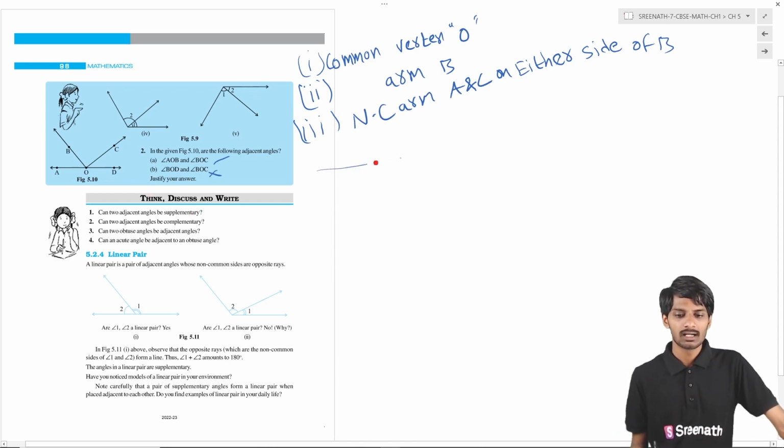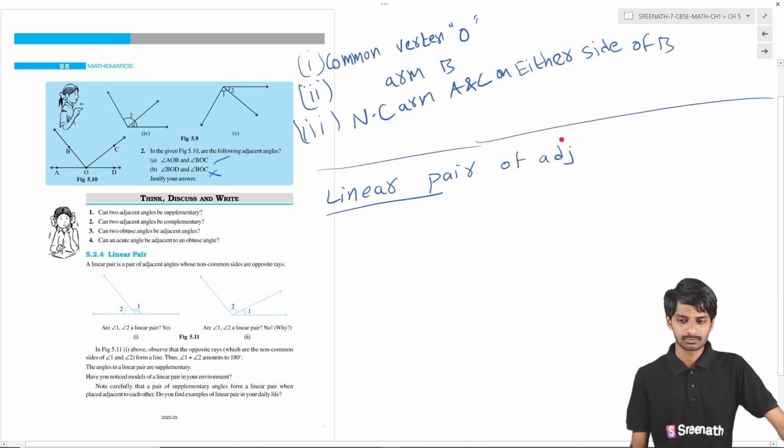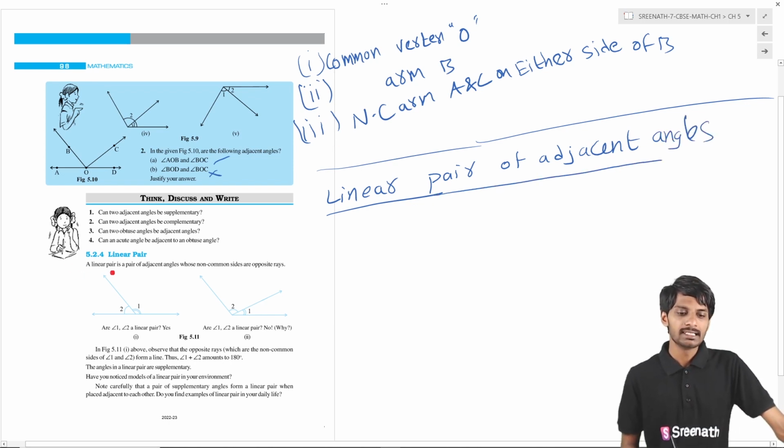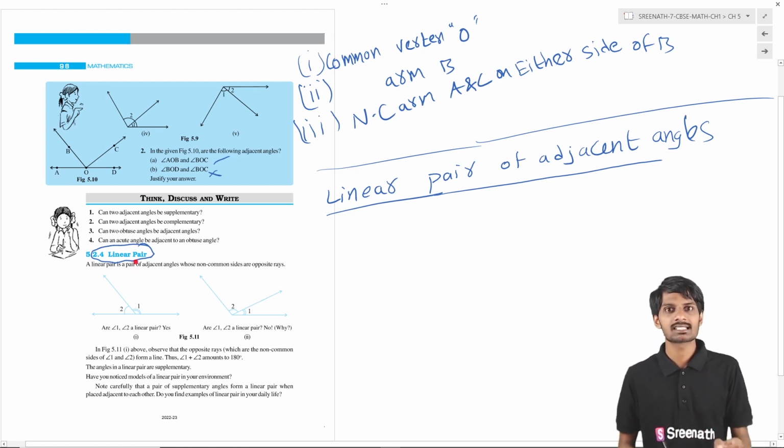Okay. The next thing is about linear pair. What is a linear pair, students? Linear pair of adjacent angles. We have understood what an adjacent angle is. Now a linear pair is a pair of adjacent angles. So if you see the word linear pair, you have to strike one word in your mind, that is adjacent angles. So we will discuss linear pair only for the case of adjacent angles.